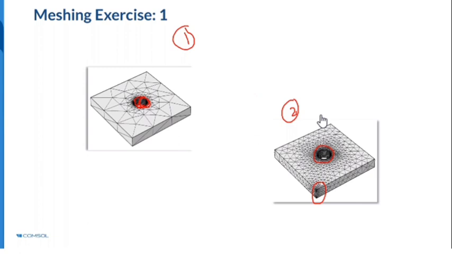Meshing is finer only at one corner of this block, not at all the corners. Only this one corner.